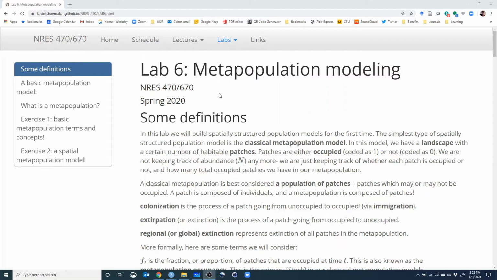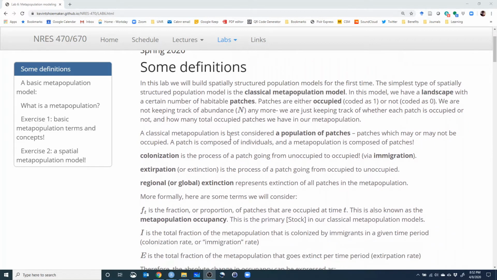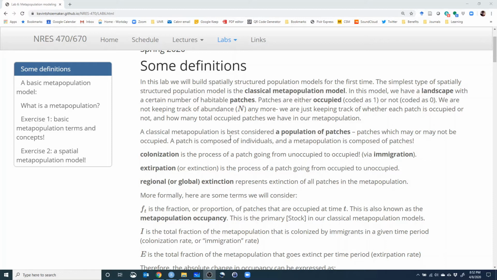Okay, so there's two processes that can change the proportion of patches occupied. We can increase the proportion of patches occupied by colonization. So a patch goes from unoccupied to occupied. That essentially increases the overall occupancy of the metapopulation. And colonization happens through immigration. So there has to be some source of immigrants for colonization to occur.